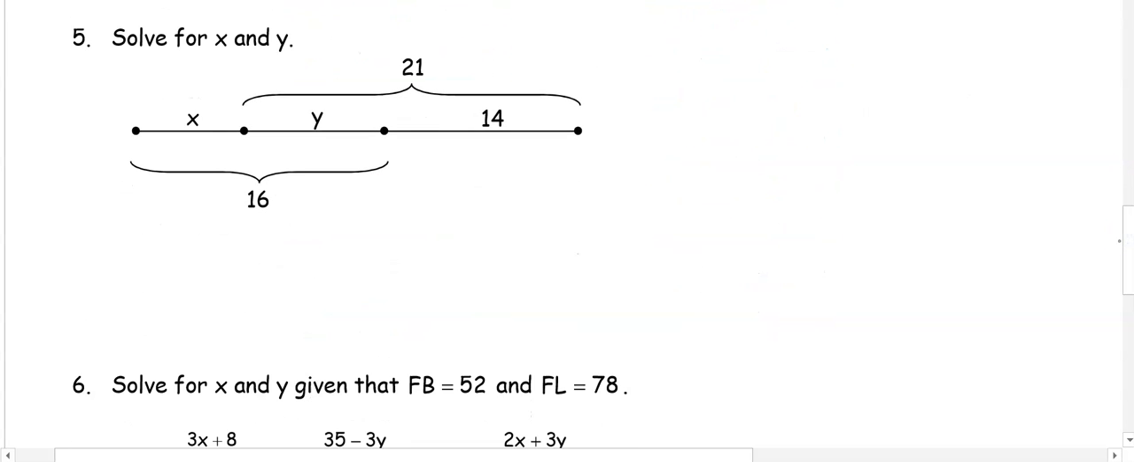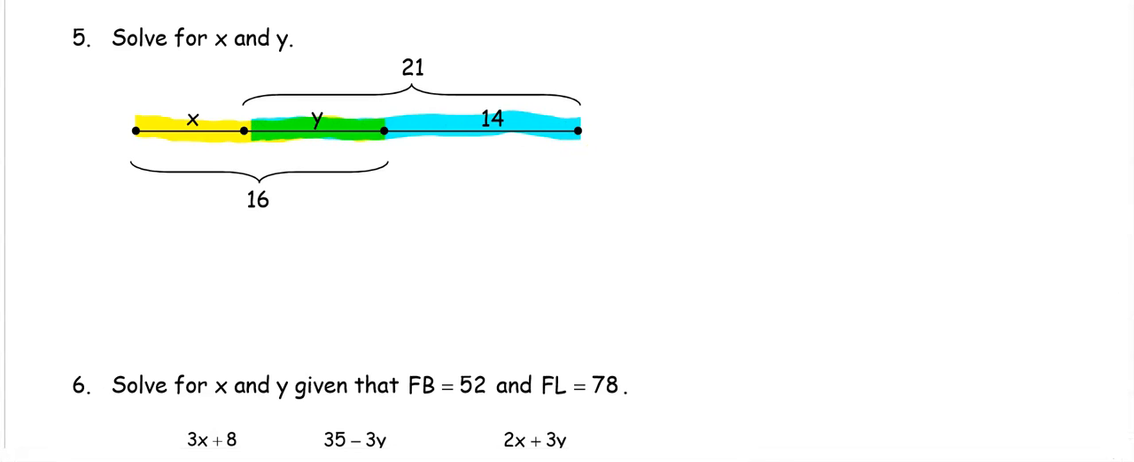In number 5, solve for x and y. If I look at this, I have two smaller segments. I have this segment that's 16 in length, and I have this segment that's 21 in length. So I'm going to write two equations. For the 16, the two pieces that are making up 16 are x and y. So we have x plus y equals 16.